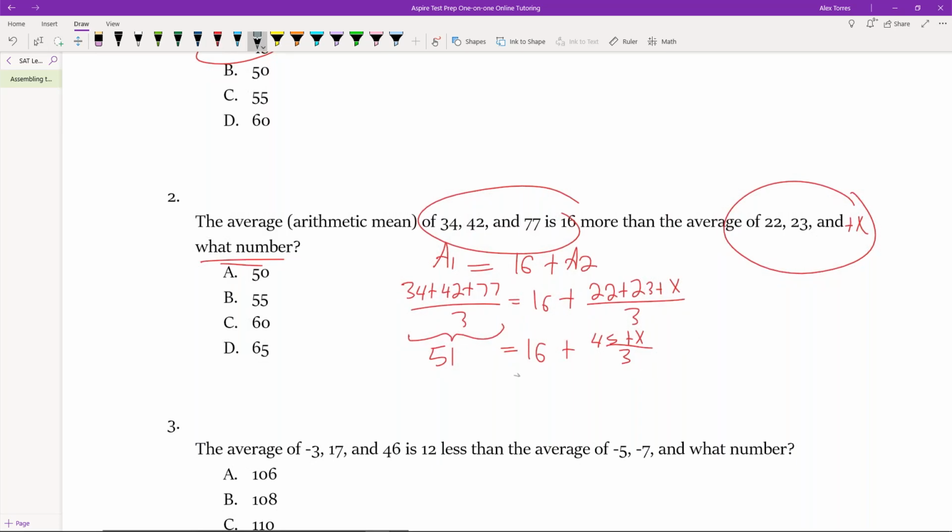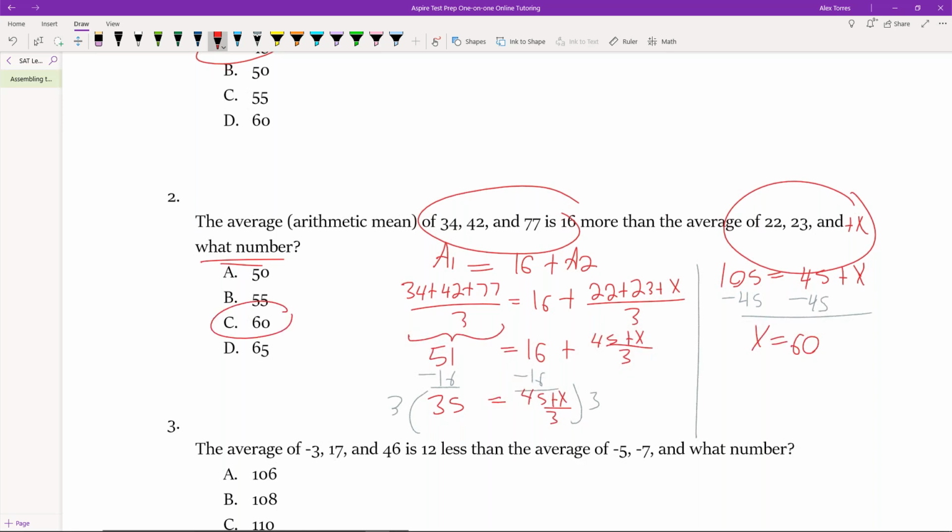Now we can take away 16 from both sides. So we get 35 equals 45 plus x over 3. Now we can multiply by 3 on both sides. And we get 105 equals 45 plus x. Now we can take away 45 from both sides. Solve that out. x equals 60, and the answer here would be C.